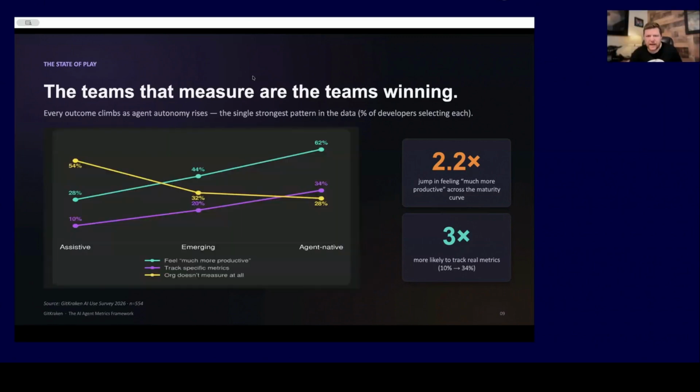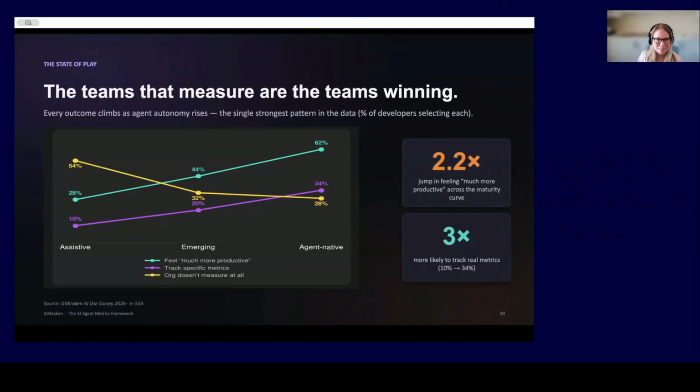Yeah, absolutely. And Stacia, if you layer on here, it's another cut of the same data. Feeling much more productive, in the green teal there, goes from 28% at assistive to 44% at emerging to 62% at agent native. And tracking right along with that is tracking specific metrics. So again, as you move up that agentic journey, tracking specific metrics goes up, and orgs that don't have any visibility at all comes down inversely. So, Stacia, what are your thoughts on this data?